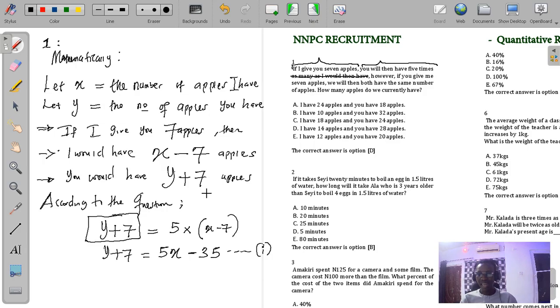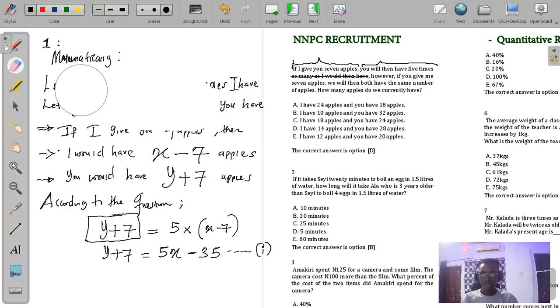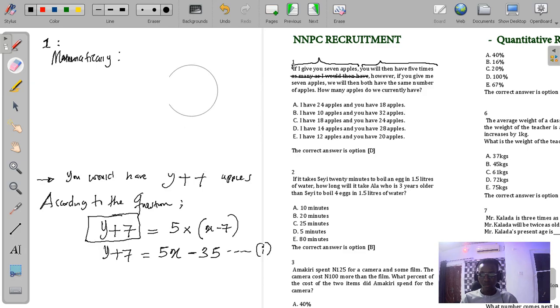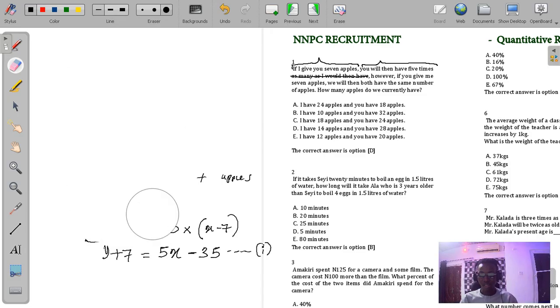So can I rub this off, please? Can I clean it? All right, thank you. So let me just clear this part up. I will not clear this equation one. Let's leave this equation one so we can still see it.